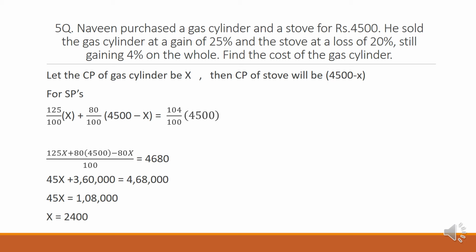Naveen purchased a gas cylinder and a stove for rupees 4,500. He sold the gas cylinder at a gain of 25% and the stove at a loss of 20%, still gaining 4% on the whole. Find the cost of the gas cylinder. So here let us assume that the cost of the gas cylinder be X. If the cost of gas cylinder is X, then the cost of stove will be 4,500 minus X.